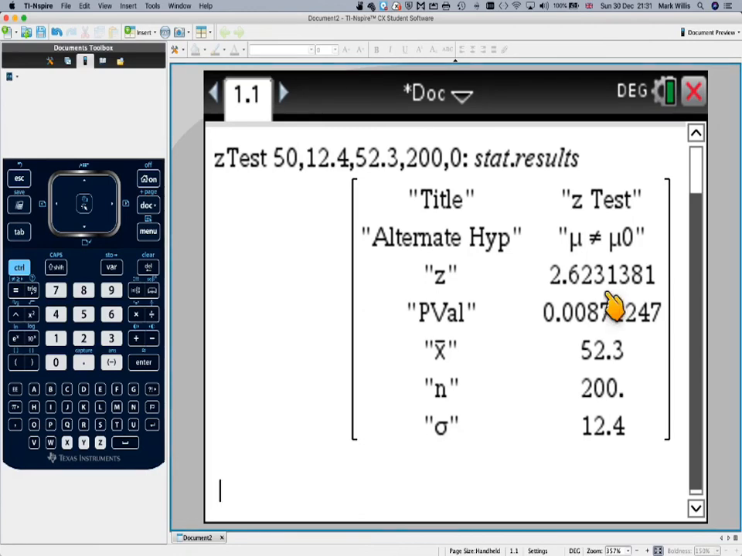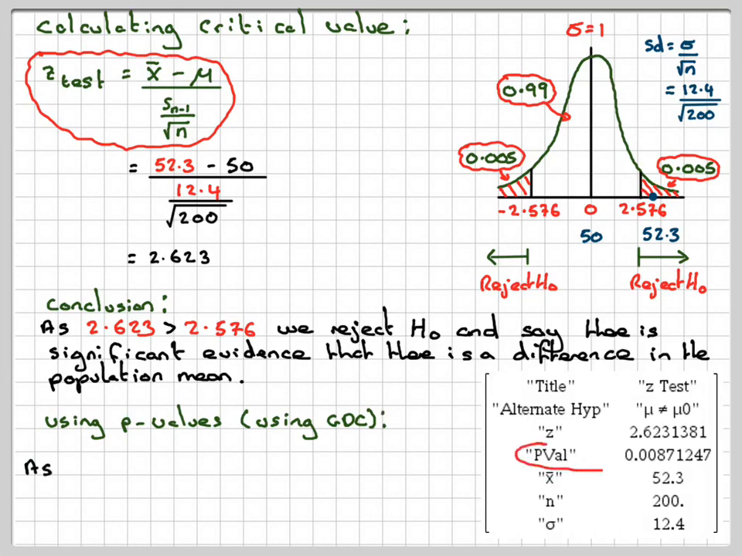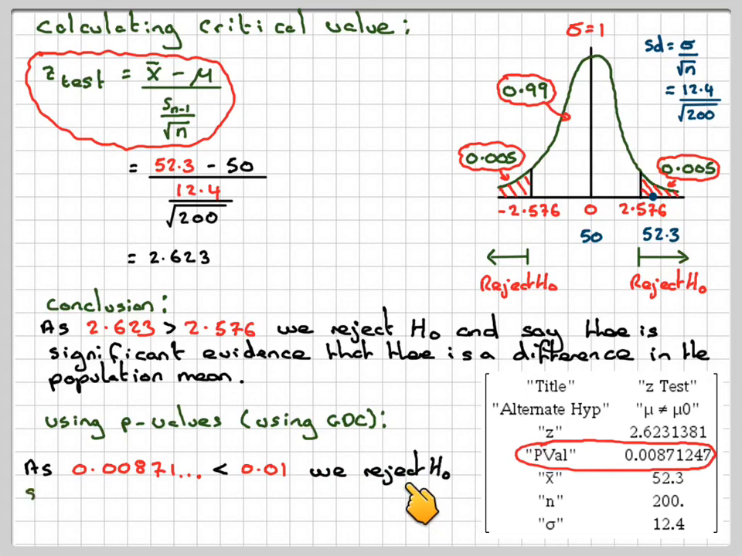Now you might see that value there is familiar to what we have already done, so it gives all the statistics here that you could put in your answer. So there's a screenshot of what we've just done. The p-value. Now the p-value is 0.871. Now that's less than 0.01, and therefore we would reject H0.